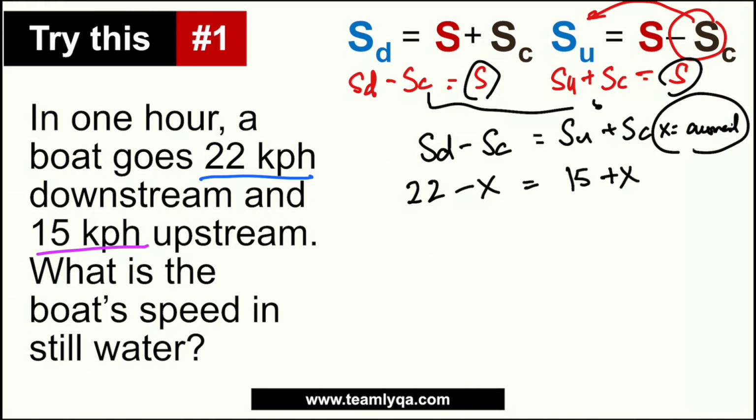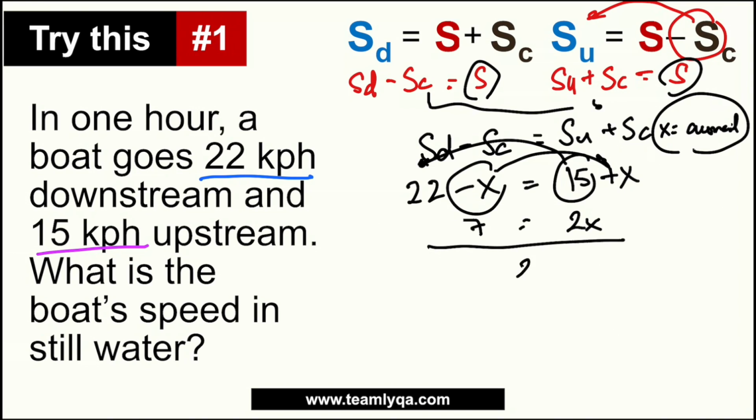Okay? Now, we have this. We'll just transpose this to the other side so it stays positive. We have 2x is equal to 15, moving the 22 over, so 22 minus 15 is 7. So we divide both sides by 2. This will cancel now. So that means x, or the speed of the current, is 3.5 kph.